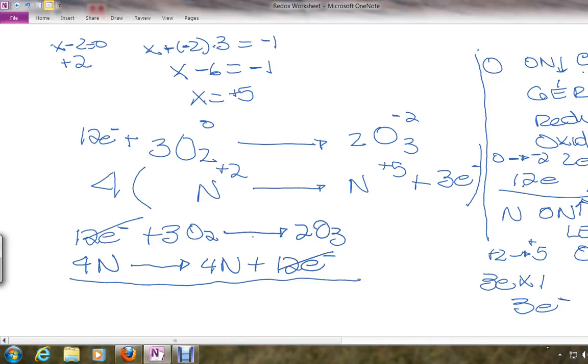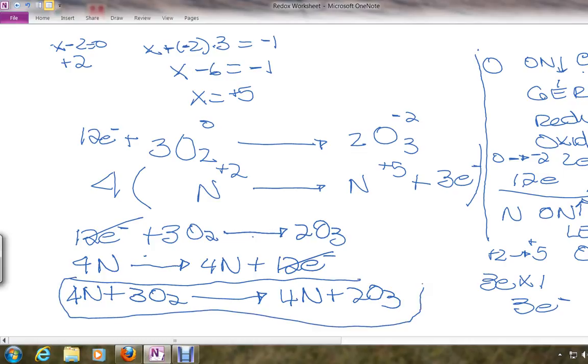Okay, so 4 nitrogen plus 3O2 gives me 4 nitrogen plus 2O3. Now let's take those coefficients. This is the net redox. And let's take those coefficients up. As you cannot see everything, let me copy and paste it up here.